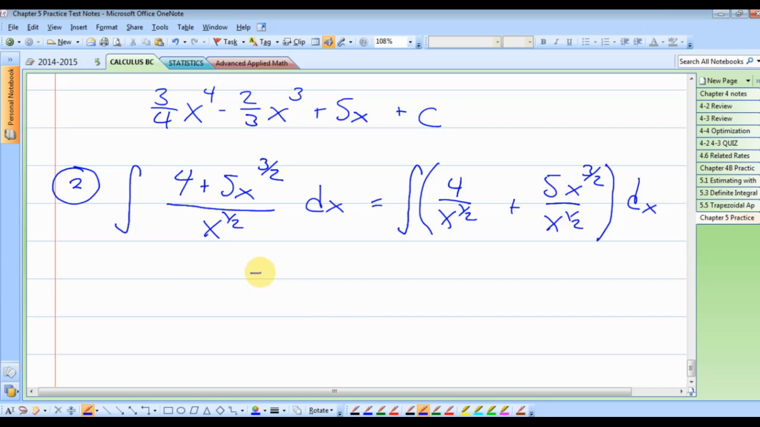Okay, we have that. Next thing to do is to simplify that so that you can just utilize the power rule. Remember, there still isn't a quotient rule. So that's 4x to the negative 1/2 plus 5x to the, let's see, 3/2 minus 1/2 is 1, so the first power, dx.